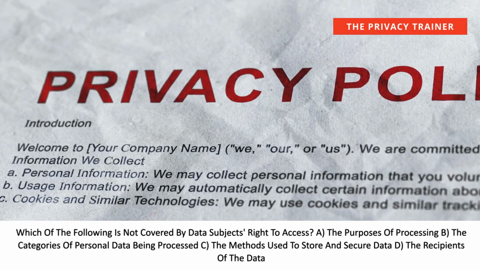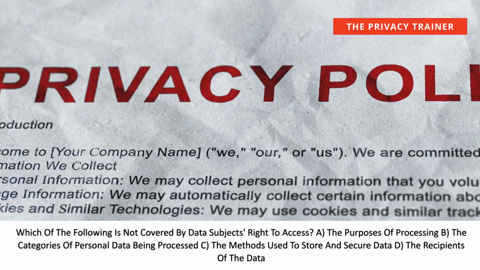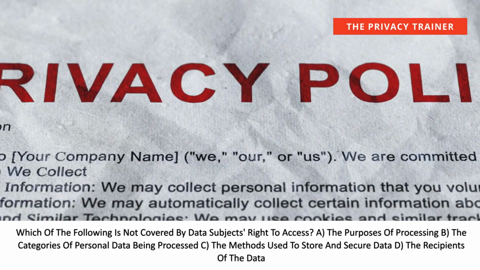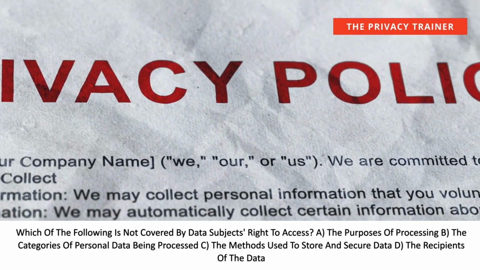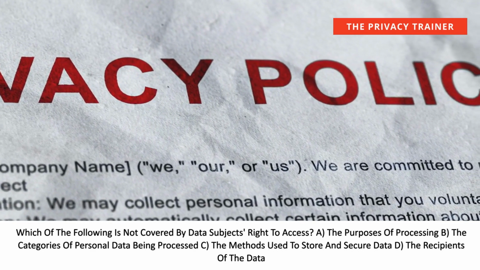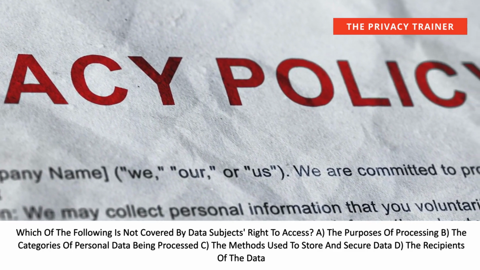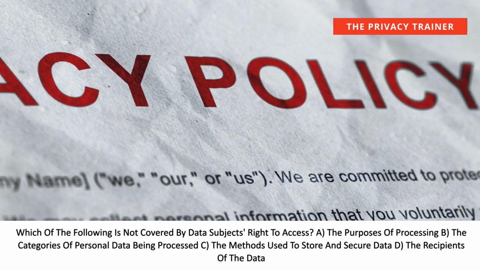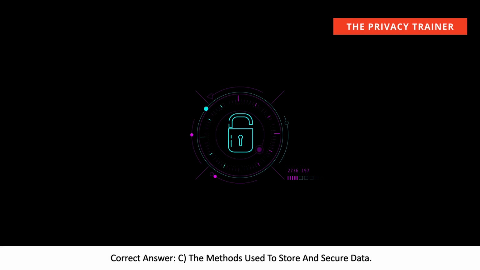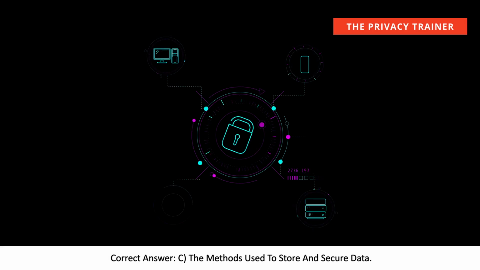Which of the following is not covered by data subjects' right to access? A. The purposes of processing. B. The categories of personal data being processed. C. The methods used to store and secure data. D. The recipients of the data. Correct answer, C. The methods used to store and secure data.